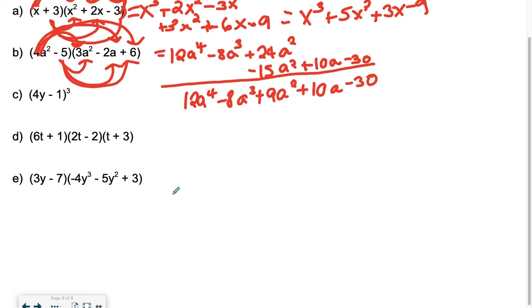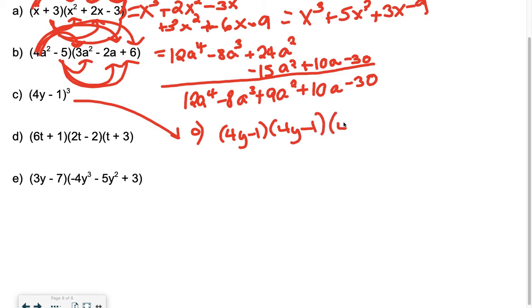Just because I'm running a little out of space, I'm going to do C over here. So I'll just label C over here. This is the same idea where you have a binomial squared, but now you have a binomial times itself 3 times. So you want to make sure that you multiply 3 times. Now what I like to do is leave this one over here for now, work with these two, and then bring that other one in.